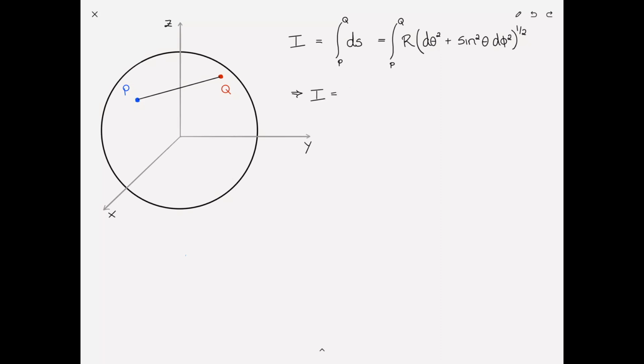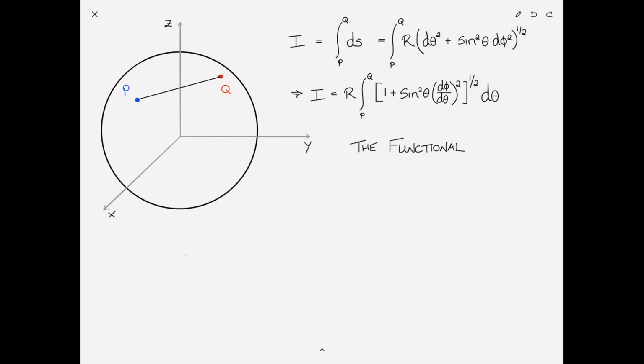And this implies I can be rewritten as, let's take the r out because that's constant. So r times the integral from P to Q of, what I'm going to do with this part is I'm going to take a d theta squared out. In fact, I'm going to take it all the way out from under the square root sign. So we get d theta, since the square root of d theta squared is just d theta. And then everything inside of here, I'm just going to divide by d theta squared. I end up with 1 plus sine squared theta times (d phi over d theta) squared. And that is to the power of 1/2.